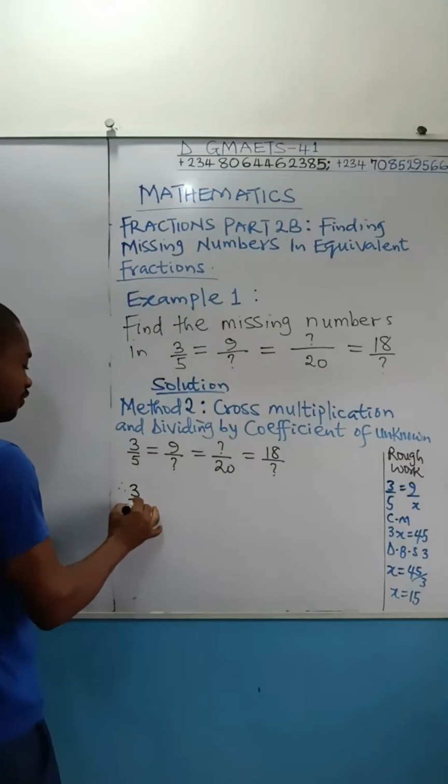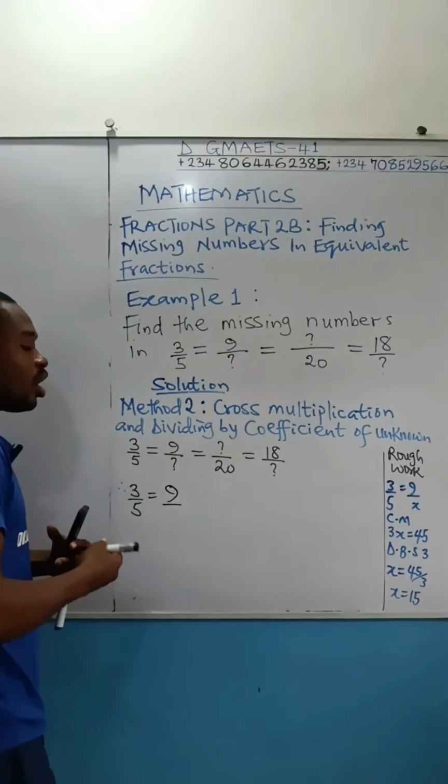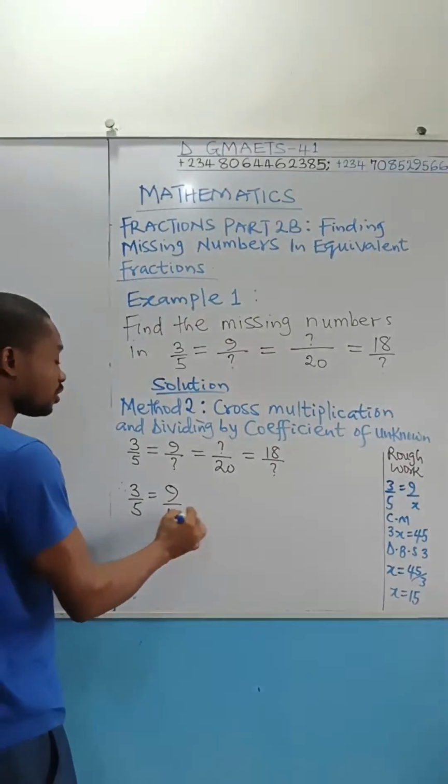Therefore, we are saying that 3 over 5 will be equal to 9 over 15, by this simple equation method, cross multiplication and dividing by the coefficient of the unknown.